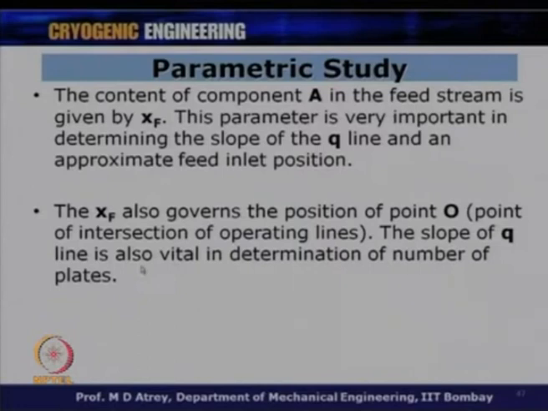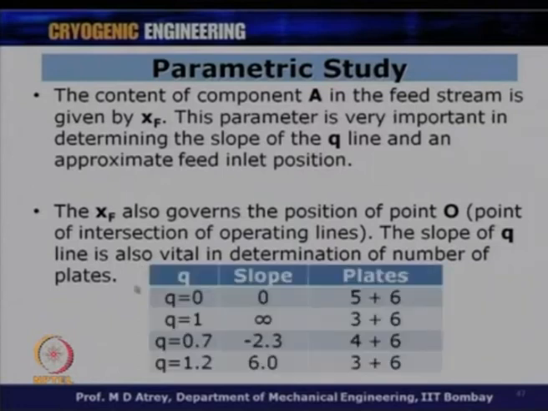So, how does this Q affect the number of plates? We can see here from the Excel sheet that if I take Q is equal to 0, for which the slope is 0, that means parallel to the x axis, the number of plates is 11, 5 plus 6. If I take Q is equal to 1, that means the slope is infinity, it is parallel to the y axis. What does it mean? Only liquid is coming, 3 plus 6, the number of plates has reduced from 11 to 8.